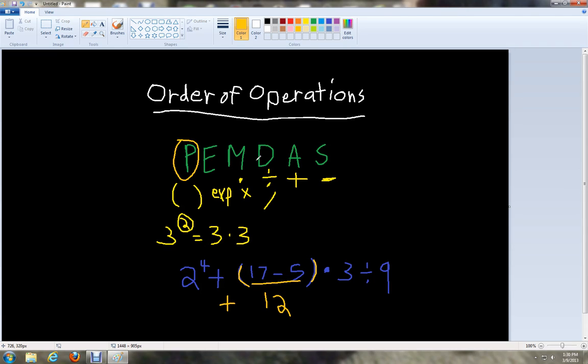And then the next thing we see on our list we need to do is exponent. So we see an exponent here with 2 to the 4th power. So 2 to the 4th power equals 2 times 2 times 2 times 2. So 2 times 2 is 4. 4 times 2, that's 8. And 8 times 2 is 16. So 2 to the 4th is 16.